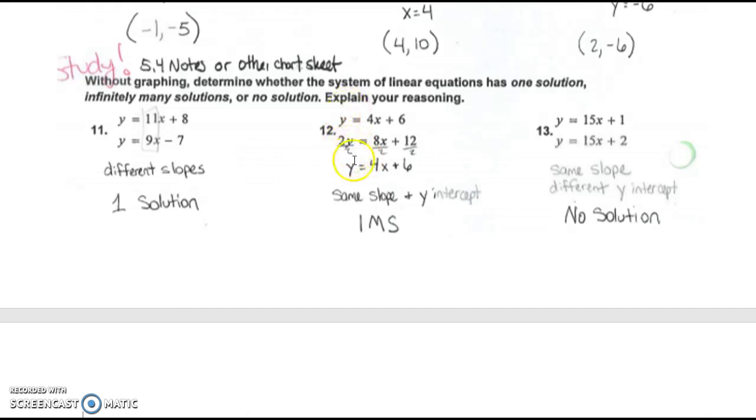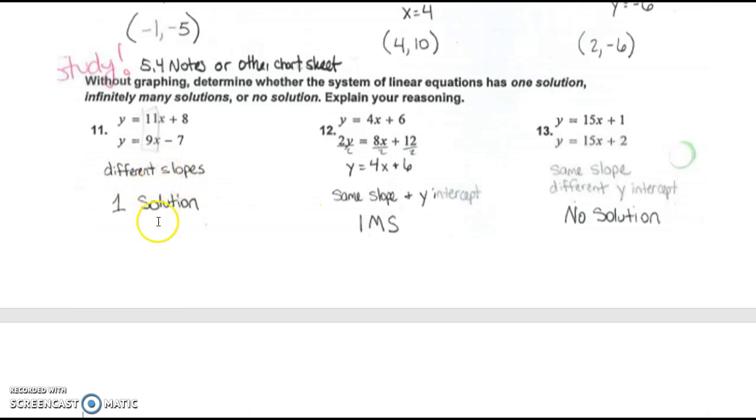When they're both in slope-intercept form and you notice they have the same slope, you also need to check the y-intercept. If the y-intercept is also the same, it's infinitely many solutions. On this one, these also had the same slope, but different y-intercepts. So those are going to be parallel lines, which is no solution. You must explain. Study, memorize.